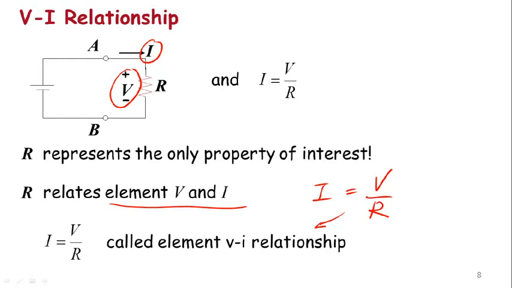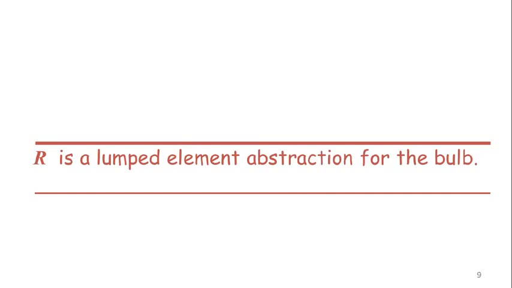For various elements, I'm going to define a VI relationship that captures the voltage and current relationships for each element that you will see in this course. This lumped element R that we've created to replace the bulb for the purpose of computing the current through the bulb is a lumped element abstraction for the bulb. We've abstracted out all the properties of the bulb into this element R.